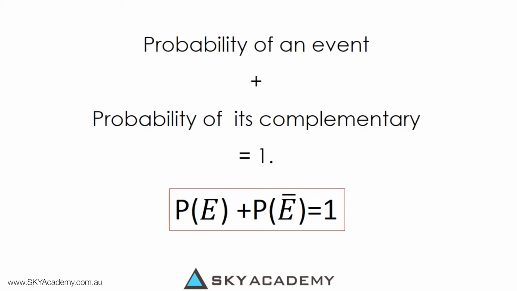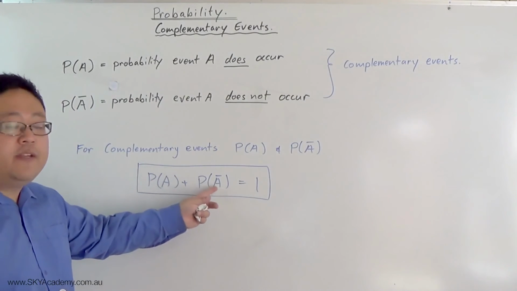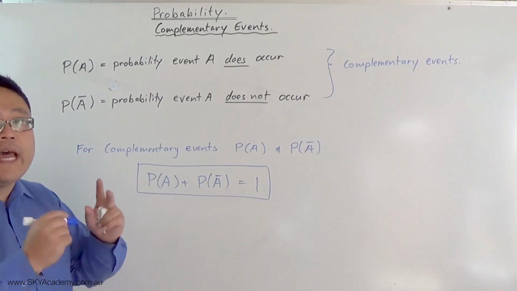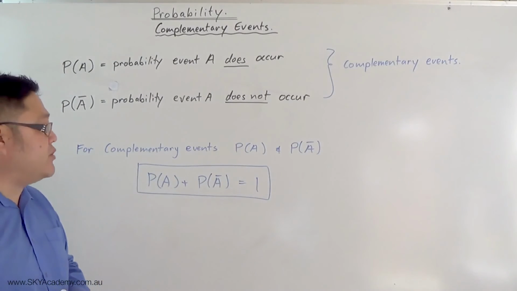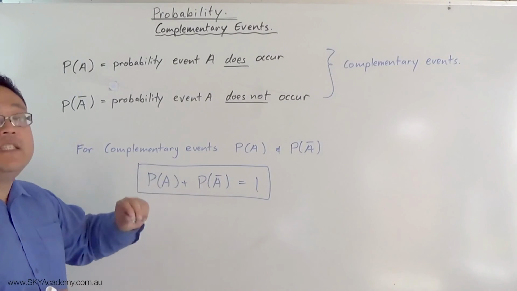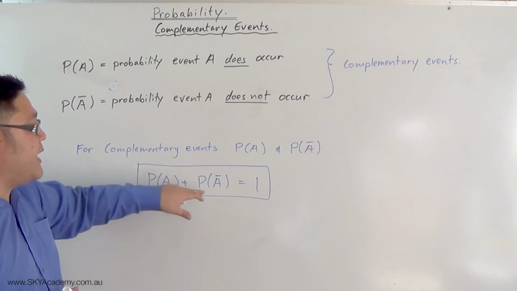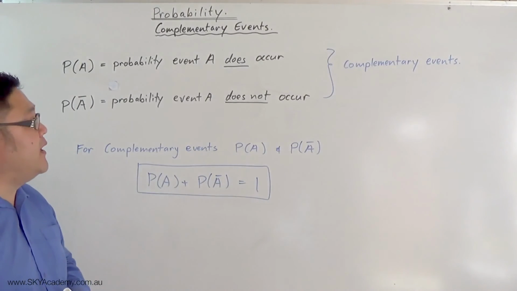So in other words, to find the probability of a complementary event, if given the probability of an event, you just take 1 away from that probability to find the probability of the complementary, and vice versa. These two will add to give 1, which means if you just want to find one of them, you take the other away from 1. That's all it means.